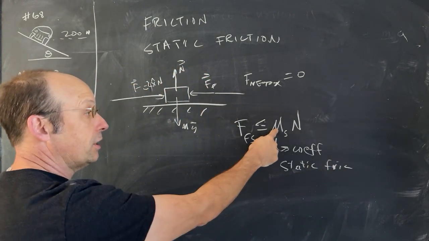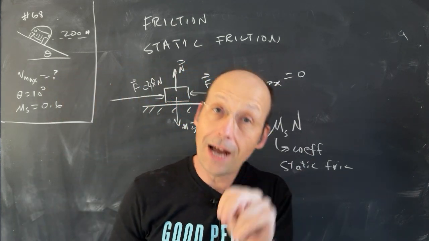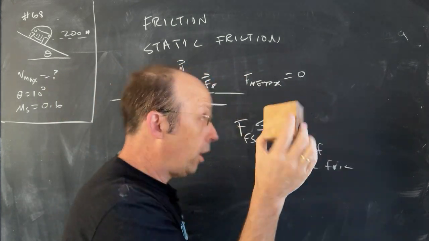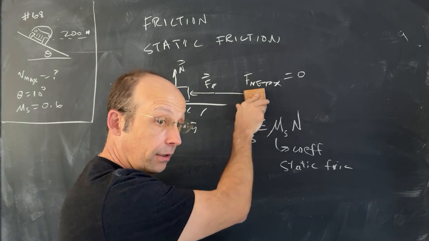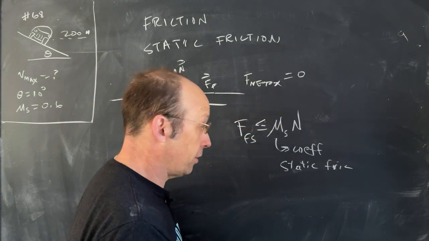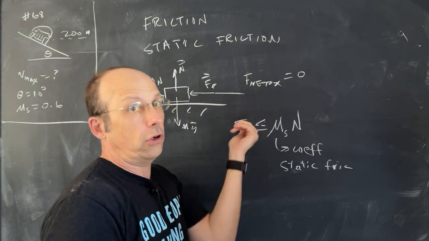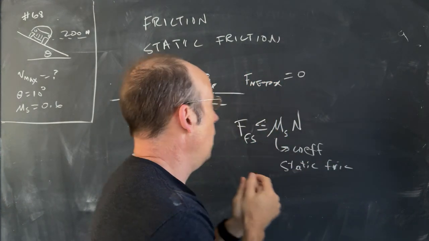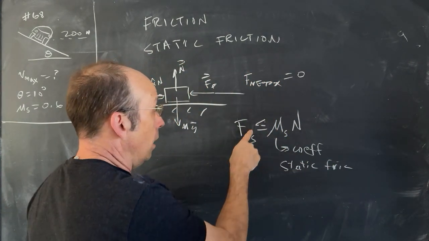Okay, and this coefficient depends on the two types of surfaces interacting. So maybe it's wood on chalkboard, and that has a particular static coefficient of friction, or it could be chalk on chalkboard. I don't know. It could be any two materials. They have a different coefficient of friction for how they push together.